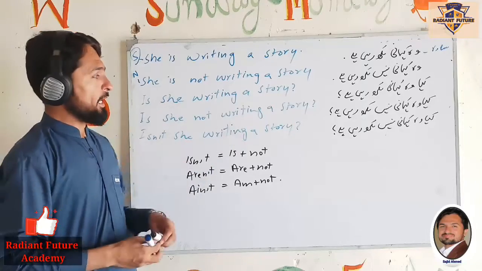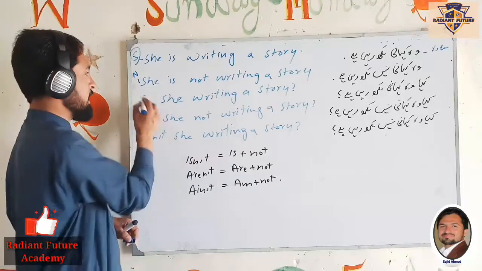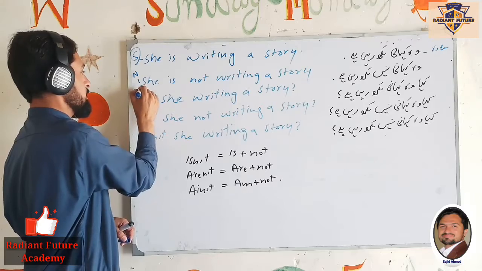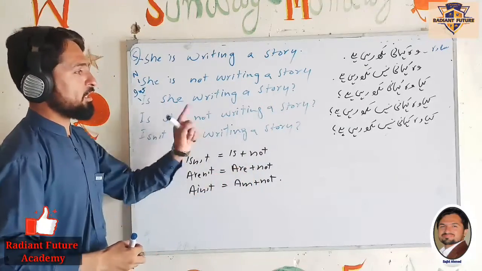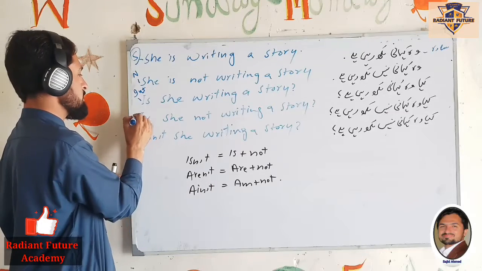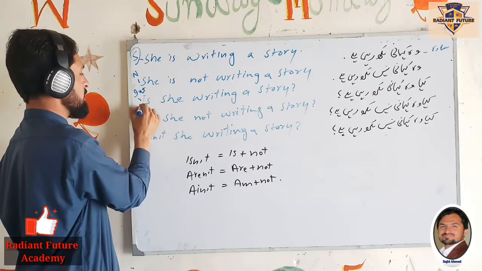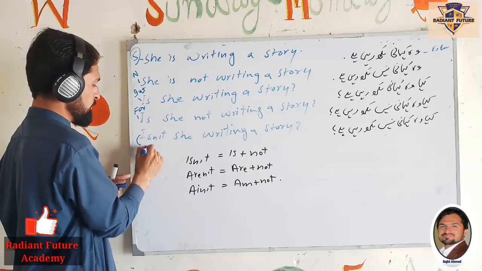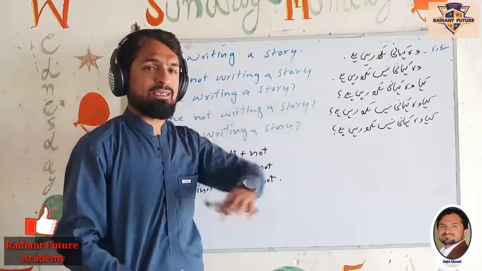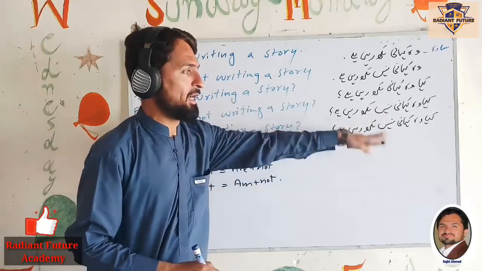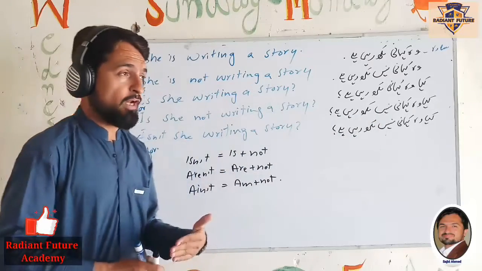क्या वो कहानी लिख रही है? Is she writing a story? This is called an interrogative sentence. क्या वो कहानी नहीं लिख रही है? Is she not writing a story? This is called a formal sentence, and this is called informal. Now in Urdu formal and informal sentences are the same. But there is a difference in English.